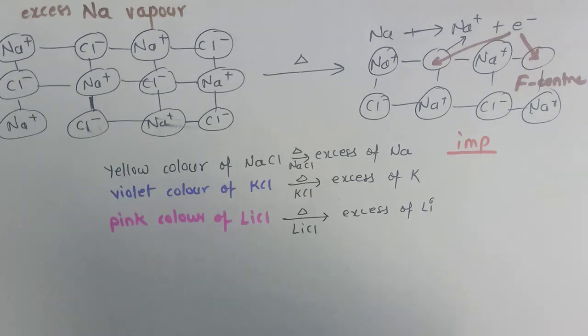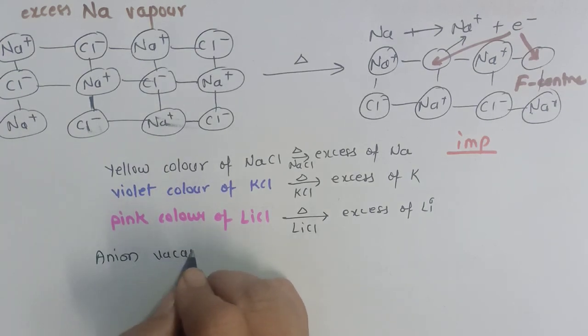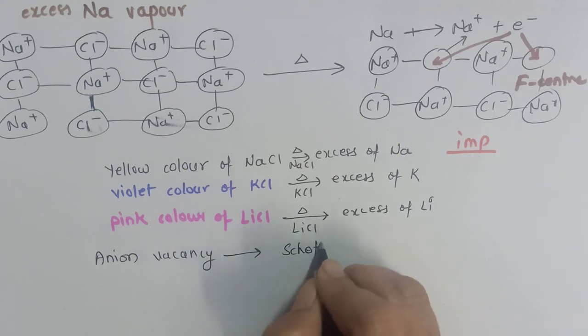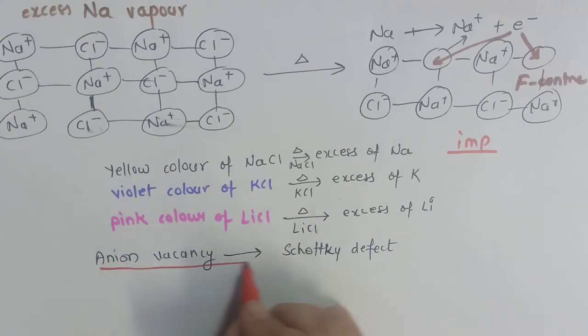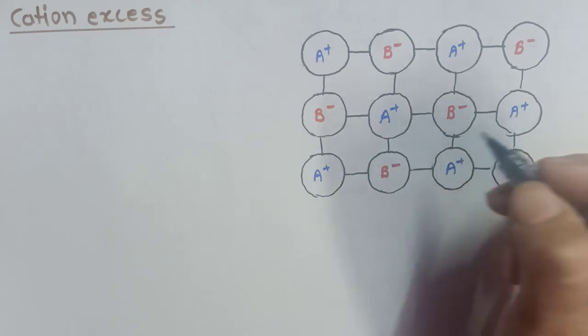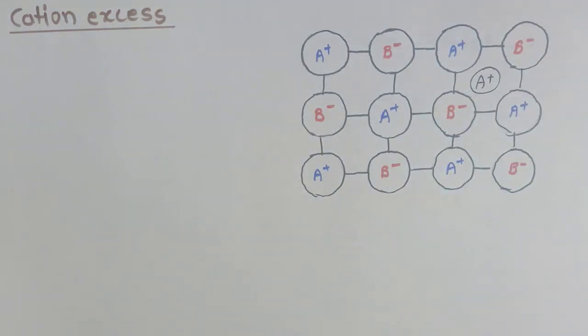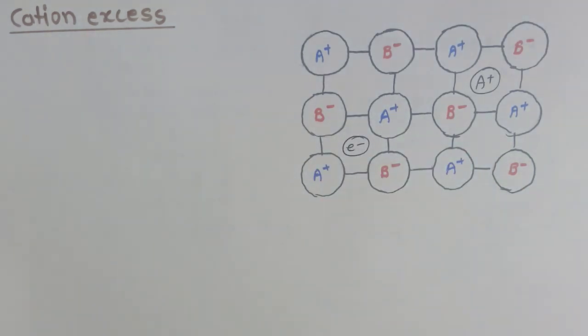Let us move to cation excess. But before that, all those crystals which show anionic vacancy defect generally show Schottky defect. Please remember this point. In cation excess, again we'll consider one perfectly arranged crystal lattice. What happens in cation excess is, let's say one particular cation leaves its place and occupies some other interstitial site. A solid has to be electrically neutral, and therefore to neutralize this extra positive charge, an electron enters some other interstitial site. That is what happens in cation excess.